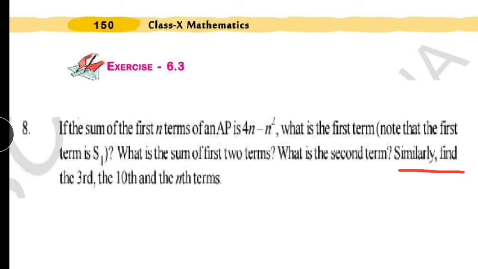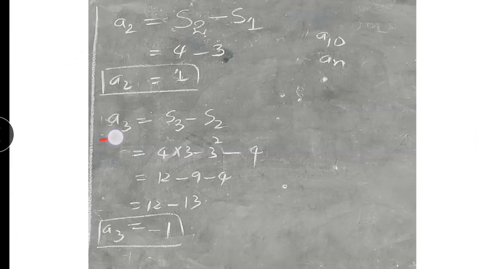Similarly, find the third, 10th and nth terms. So A3, A10 and An. See A3 first. How to find A3? In the same pattern as we found A2, let's find A3. How did we find A2? S2 minus S1. Here 2, here also 2. Similarly, A3 equals S3 minus S2.